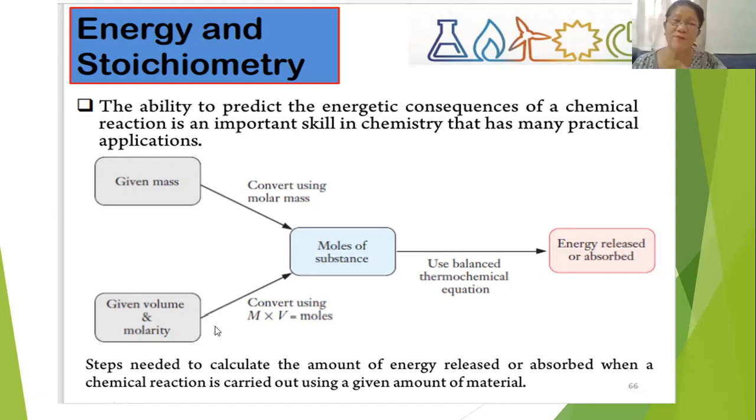But if you will be using molarity, can you see what is meant by molarity in the concentration? Molarity is equal to the moles of solute over the liters of solution. If it has a given volume, you come up with moles. After that, it is now in terms of moles. You cannot use grams if you are using a balanced equation; it should be in terms of moles. So once it is balanced, use this balanced equation in the thermochemical equation, and you can have your energy released or absorbed. So these are the steps in the conversion from stoichiometry to energy.